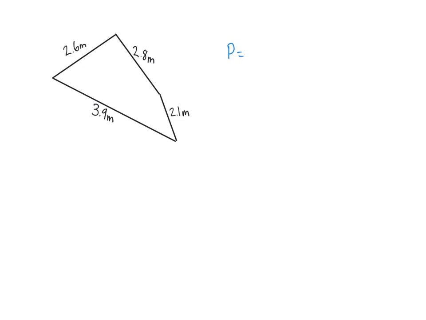So let's have a look at this one together. So let's go 2.6 plus, so I've done that one, 2.8, I've done that one, plus 2.1, done that one, plus 3.9. So if I type all of those into my calculator, I would end up with 11.4. So the perimeter of this shape is 11.4 meters, because all of these measurements that we were provided with were in meters.